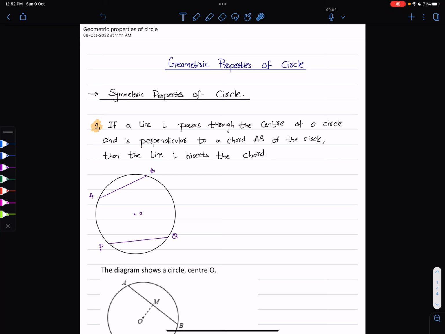Today's topic is geometric properties of circle. In this video, we are going to be looking at symmetric properties of circle. So the first property deals with a line passing through the center of the circle to a chord. By the way, what is the chord?